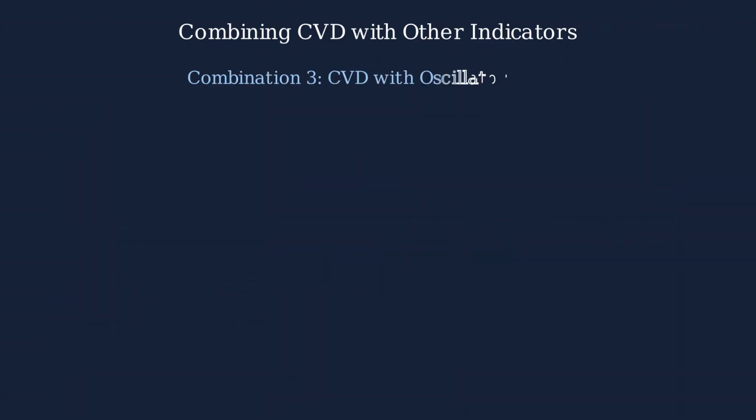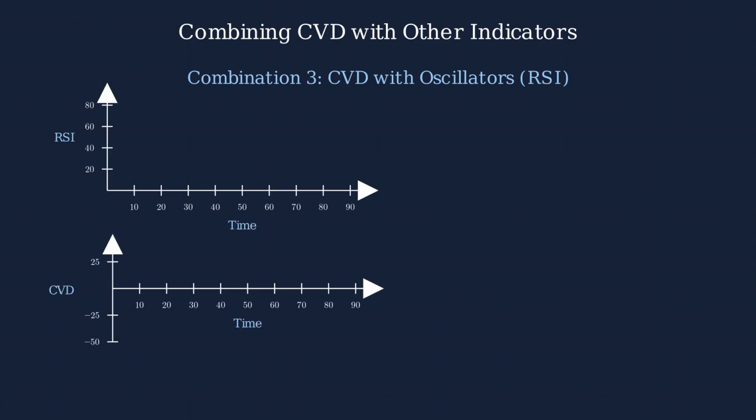Finally, let's look at how CVD pairs with oscillators, specifically the Relative Strength Index, or RSI. The RSI oscillates between 0 and 100, with values above 70 considered overbought and below 30 oversold. Here's the RSI indicator showing a move from oversold to overbought conditions. Below is the corresponding CVD indicator for the same period.